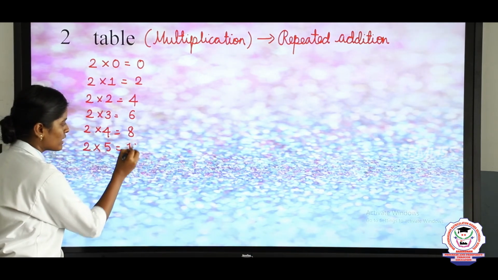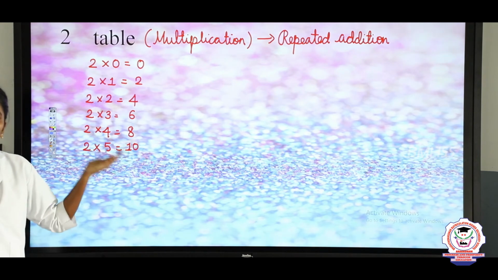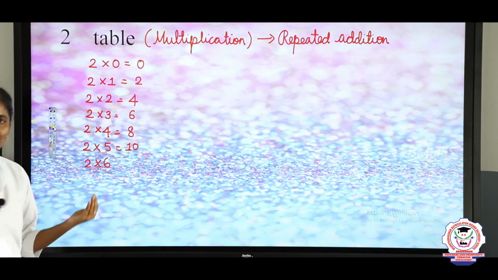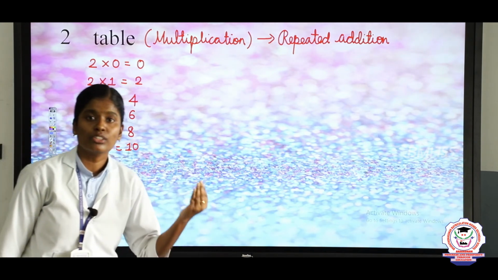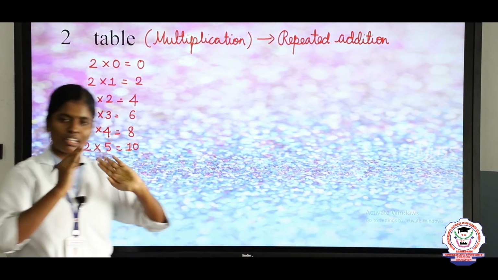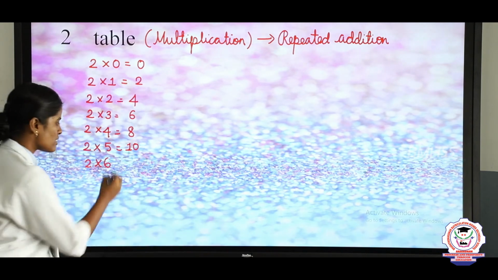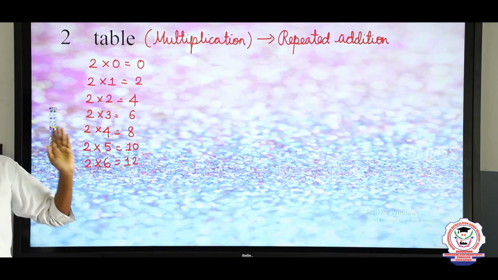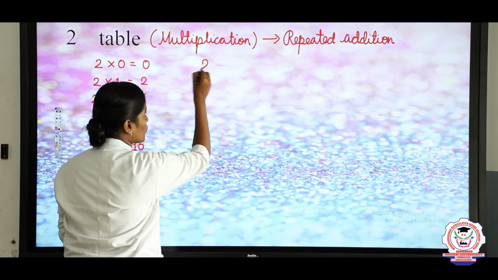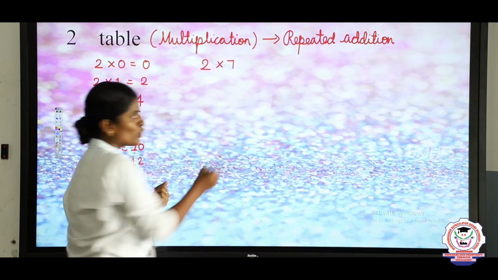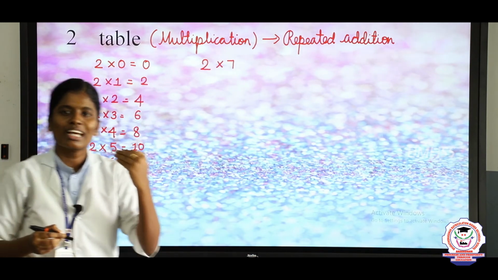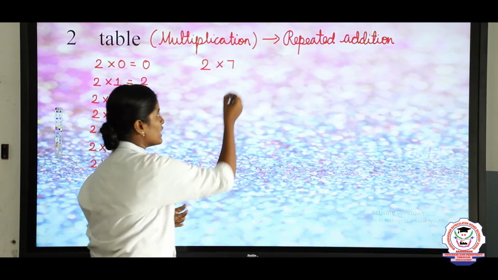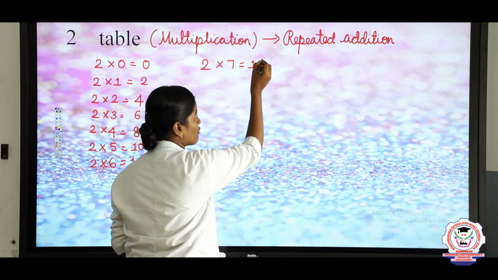Next we will take 2 sixes are. The answer is 2 sixes are 12. That is 2 times of 6. Next we will take 7, which comes after 6. So take 2 sevens are. That is 2 times of 7. What is the answer? The answer is 14.